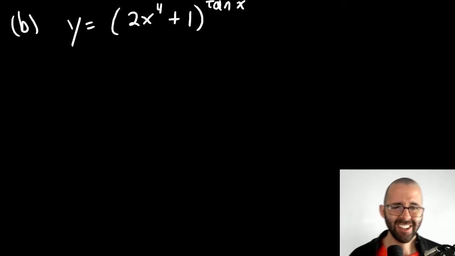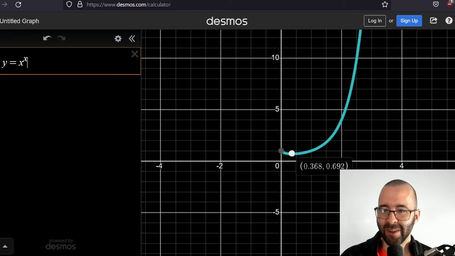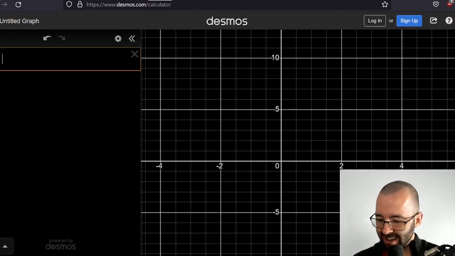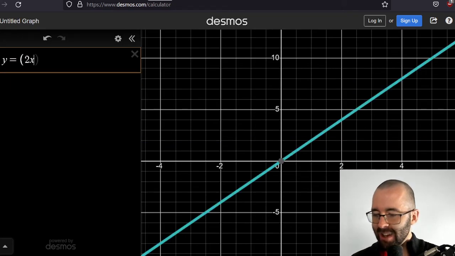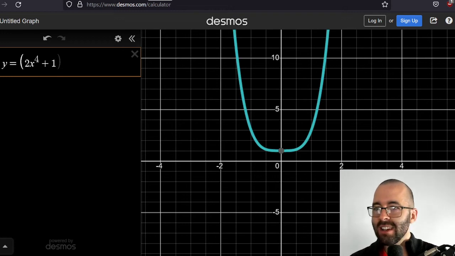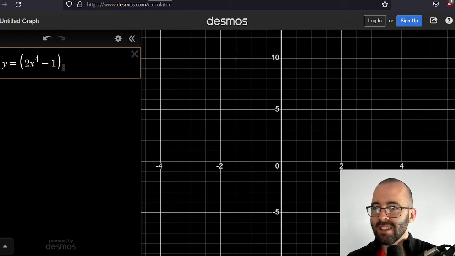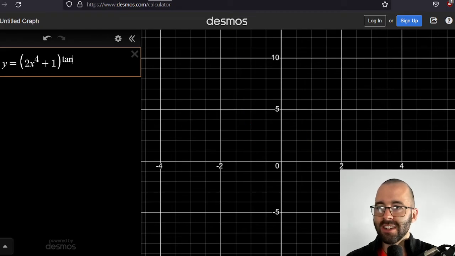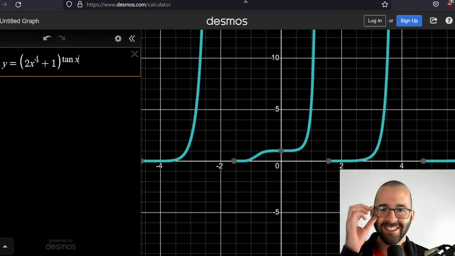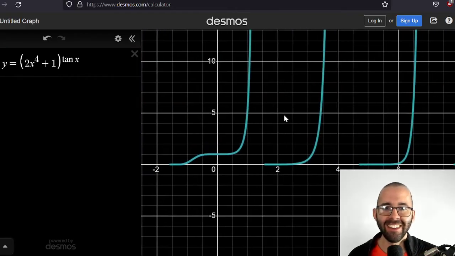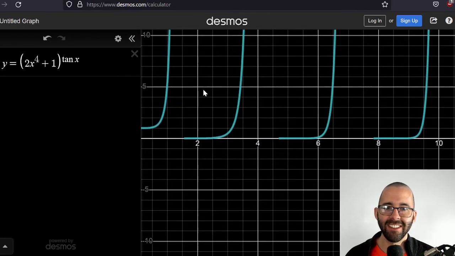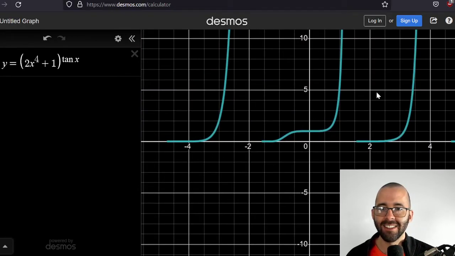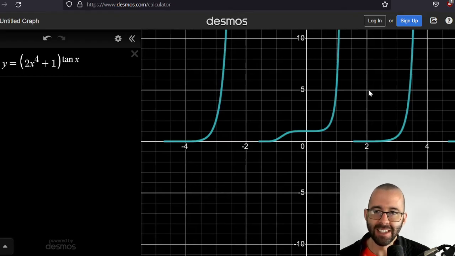What does this function look like? This has got to be another really weird one, right? Y equals (2x^4 + 1) raised to the exponent... wait, what's going on here? Raised to the exponent of the tangent of x. All right. Kind of wacky. As we expected.